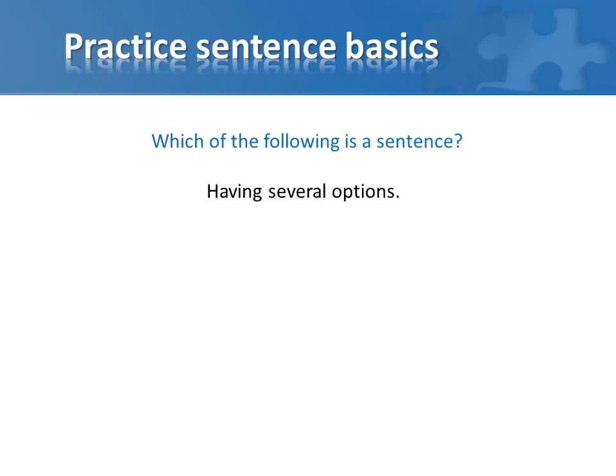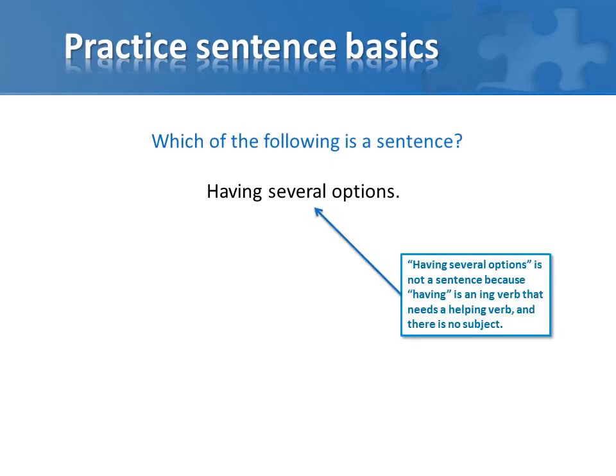Having several options. Okay, we start by looking for a verb. We have the ing having, but no helping verb. And we know that verbs in the ing form have to have a helping verb. So there is no verb, and there can't be a subject if there isn't a verb. So this is not a sentence. Having several options is not a sentence.